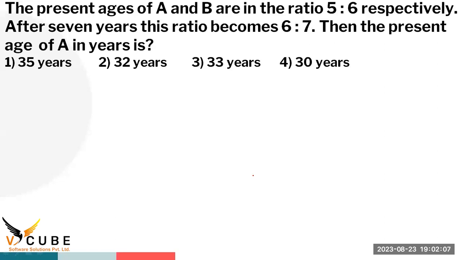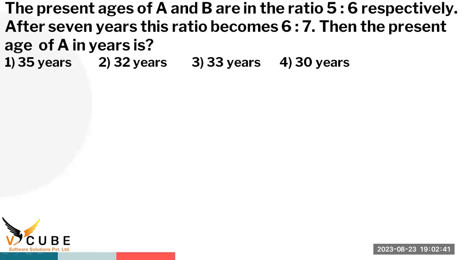Move on to the next problem. The present ages of A and B are in the ratio of 5:6 respectively. After 7 years, the ratio becomes 6:7. Then the present age of A in years is?